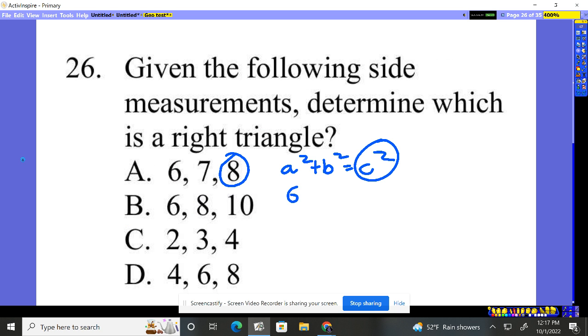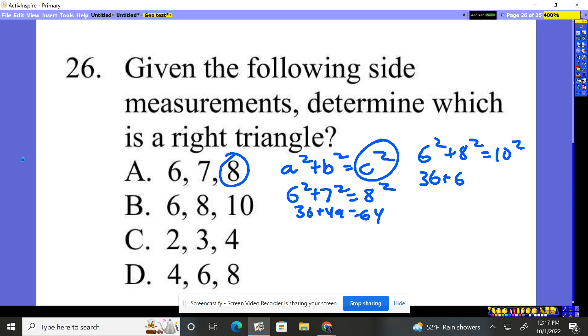So we need to check, does 6 squared plus 7 squared equal 8 squared? 36 plus 49, does that equal 64? No. Let's check B. 6 squared plus 8 squared equal 10 squared. 36, 8 times 8, 64, 10 times 10, 100. Ooh, that works. That tells me this guy is a right triangle. The others, C and D, will not work.